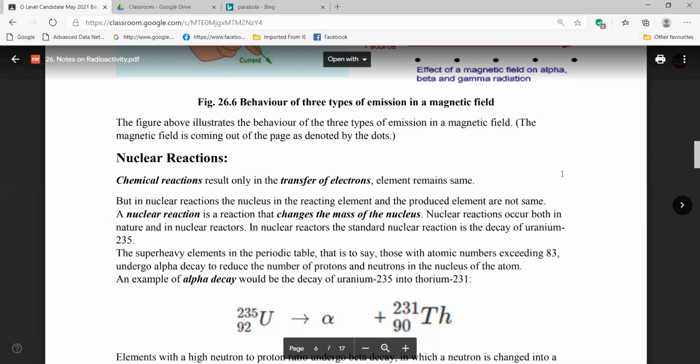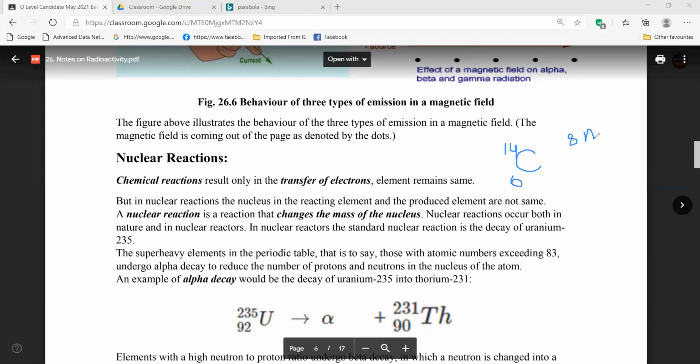But in nuclear reactions, if we are thinking of carbon 14, what is happening in carbon 14? Carbon 14 is having 6 protons and 8 neutrons, right? We have 2 extra neutrons than protons. Do you agree? So they will go for radioactive emission.